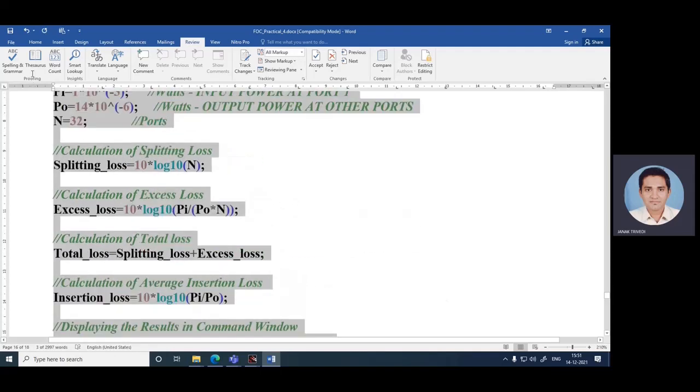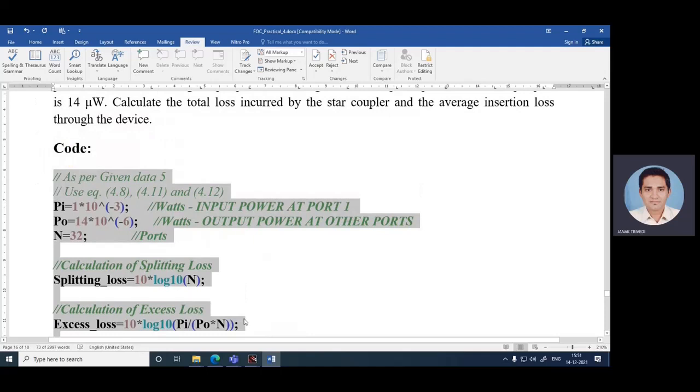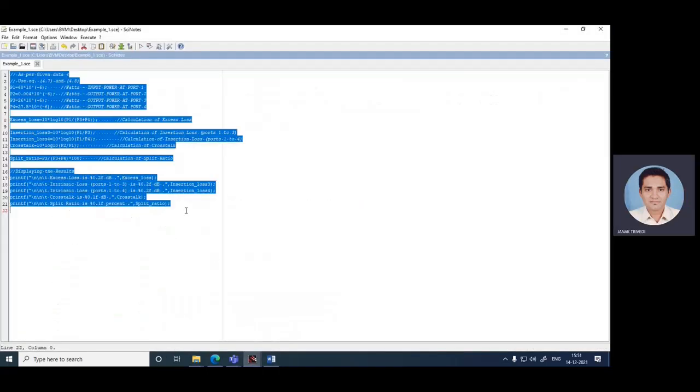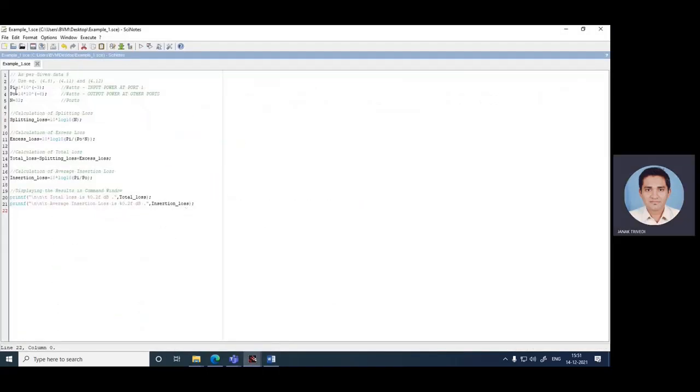Okay, so let's try to run this command in Scilab to check the result. The same Pi, Po, and N are given. We have to find splitting loss, access loss, total loss, and insertion loss with the help of the given equations 4.8, 4.11, and 4.12, which were discussed earlier in this document. So execute this code and we can check the result.